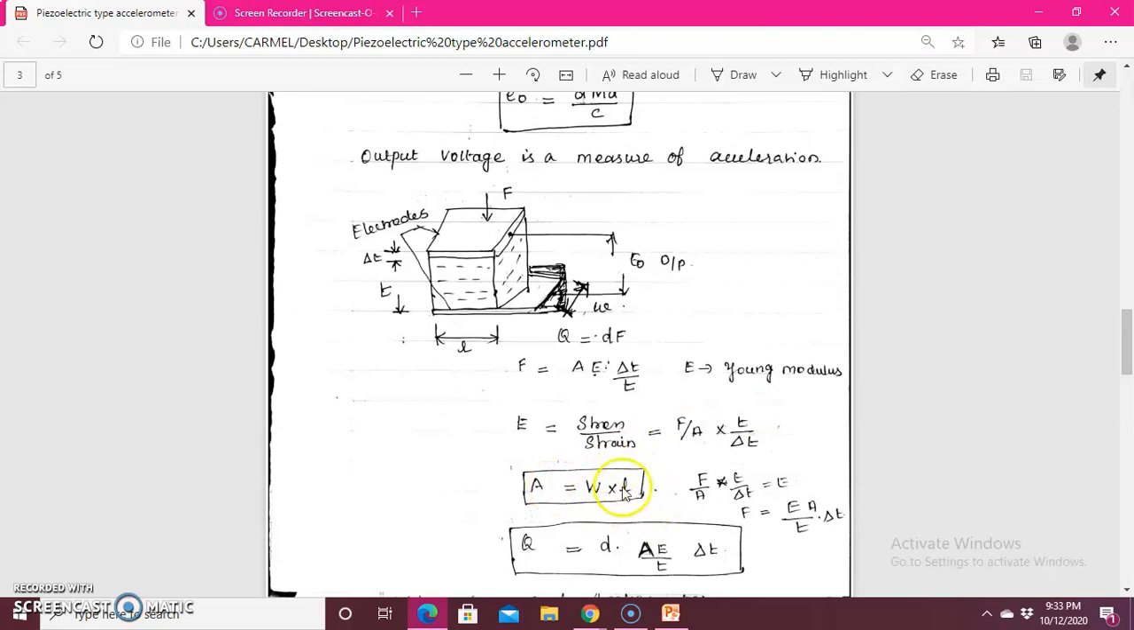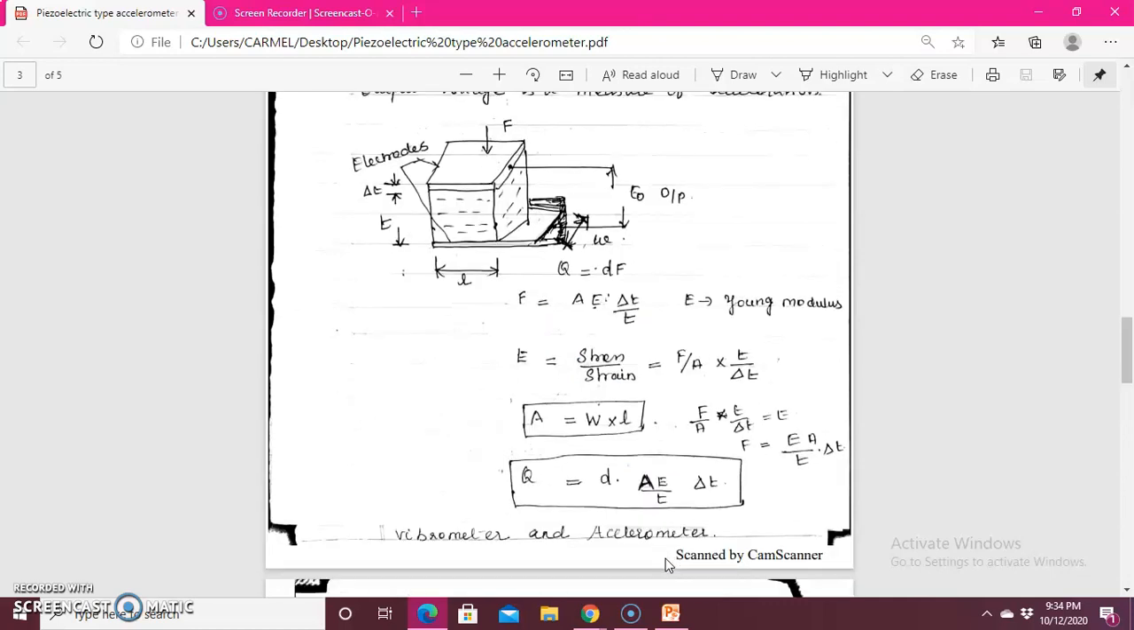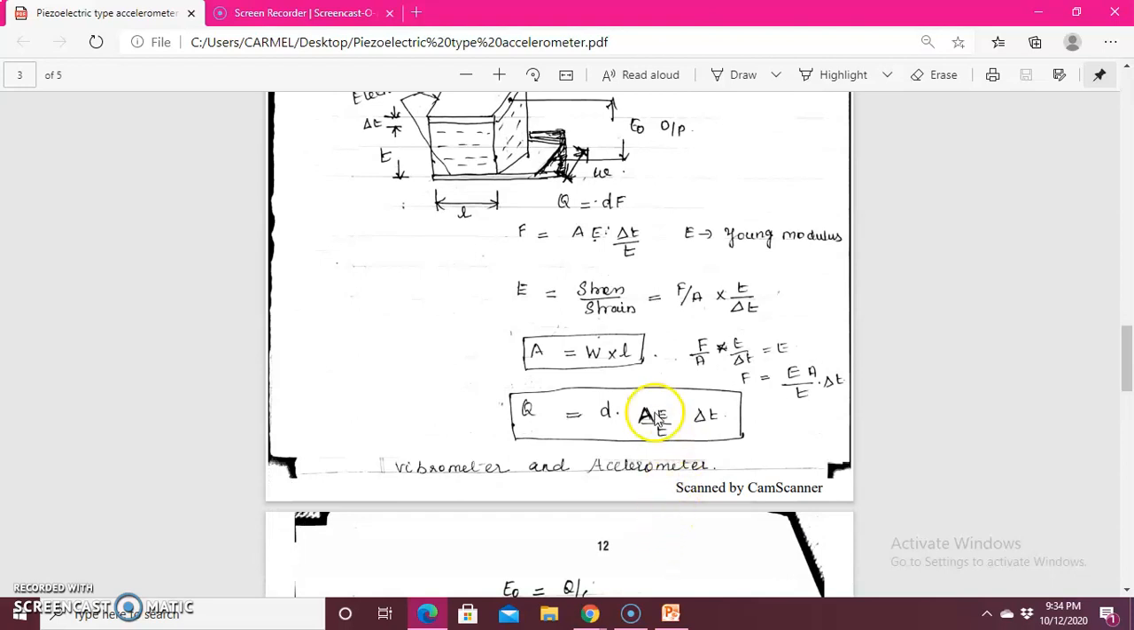So I am just going to replace this particular term with this equation. So this Q is equal to dF, and I am getting some expression for F also. But whatever the equation I am going to write in terms of Q, I am just going to replace it with my E, that is my Young's modulus. So you will have D into AE by T into del T.